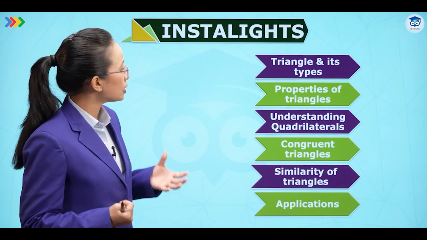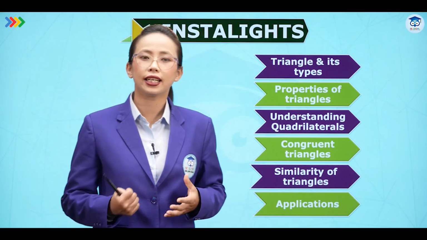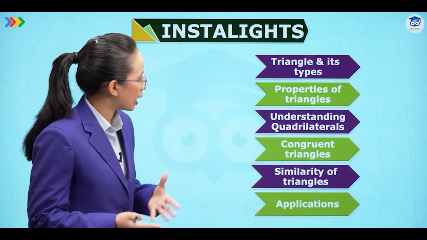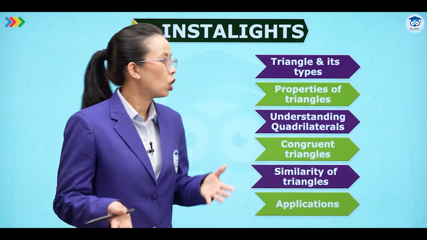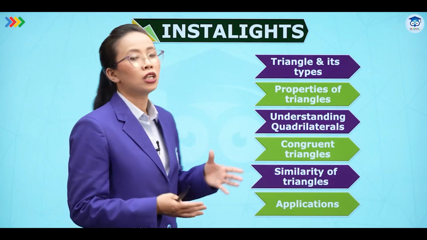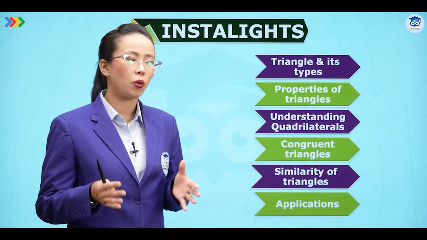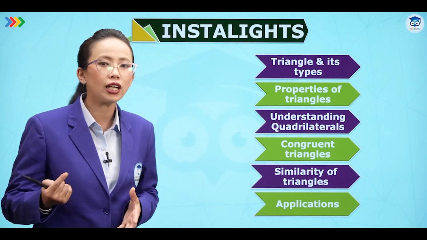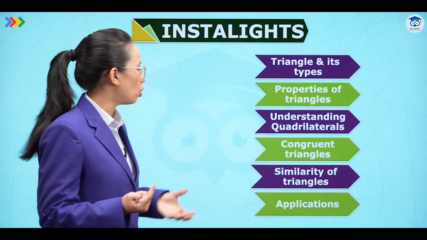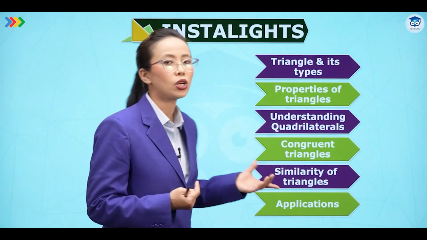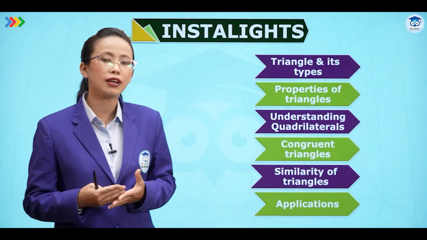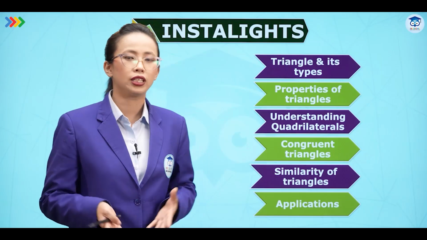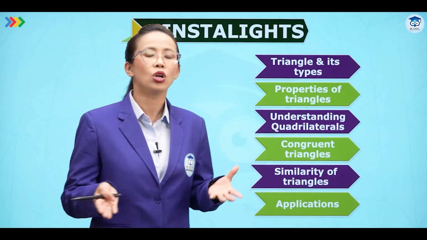So let's recap what we have learned in this entire chapter. In this chapter, we have learned about the triangle and its types, so properties of the triangle. Also, we have discussed the quadrilaterals, similarity of quadrilaterals, and the congruent triangles. We have learned certain criteria for congruence of triangles. Also, we have learned about the similarity of triangles, and not only this, we have learned about the basic proportionality theorem and the converse of it. Also, we have seen the application of it.